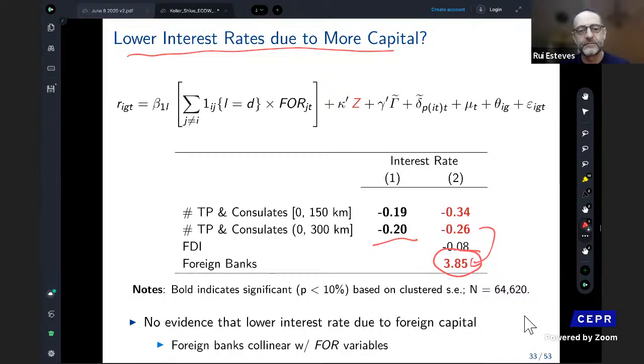So a positive coefficient on foreign banks might just seem to imply that they located where they expected their business to be thriving, right? Because there was a big interest rate wedge that they could exploit, right? Yeah, they could undercut. No, I agree.